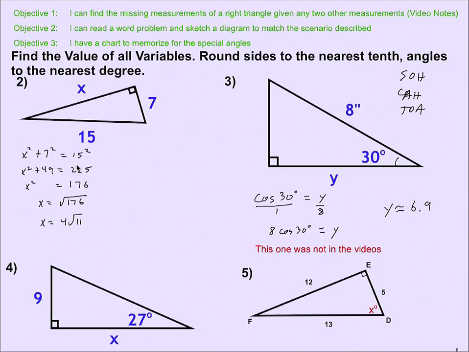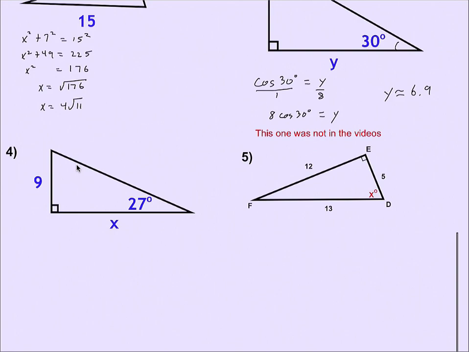One thing worth noting is if the piece of the triangle we're looking for is in the denominator of the ratio we use, like in number 4, I'm going to use tangent of 27 degrees because the two sides I have to work with are the leg opposite the 27 degree angle, and the leg adjacent to the 27 degree angle. And the ratio of the opposite leg to the adjacent leg is 9 over x.